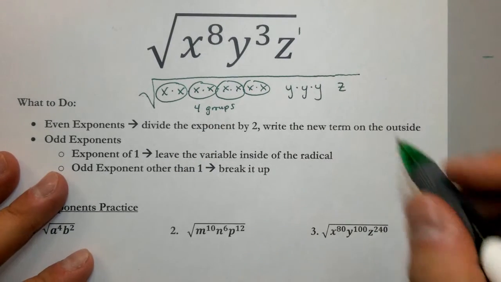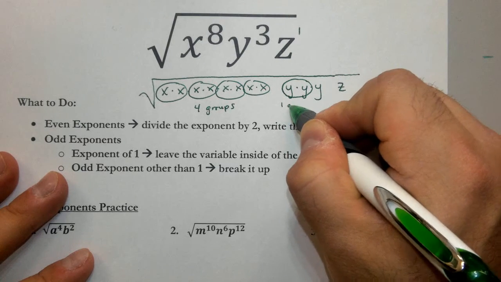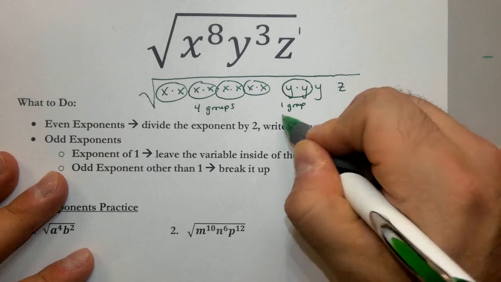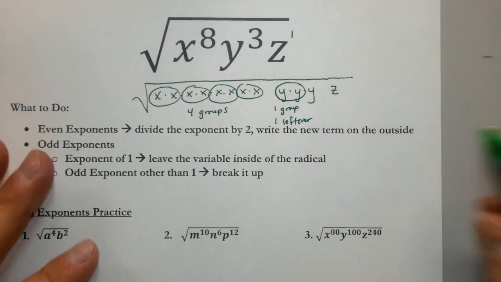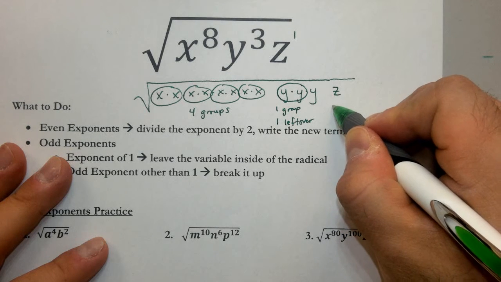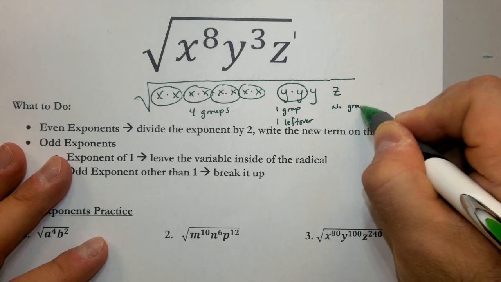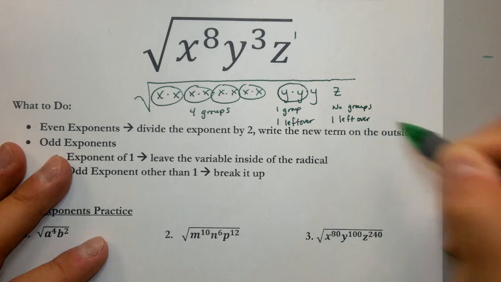And you're going to do the same thing with the y's. There is 1 group and 1 left over. And in here there's no groups, but you have no groups and 1 left over.